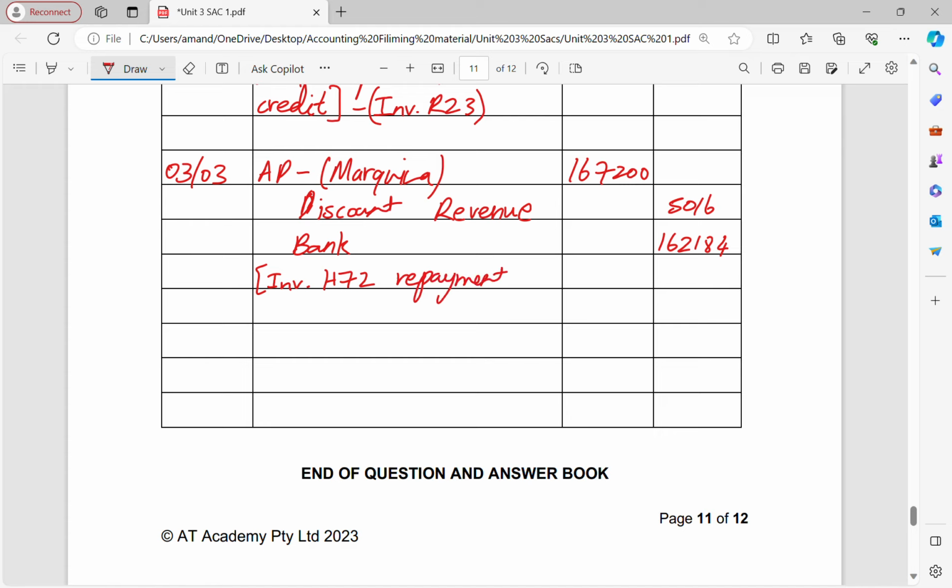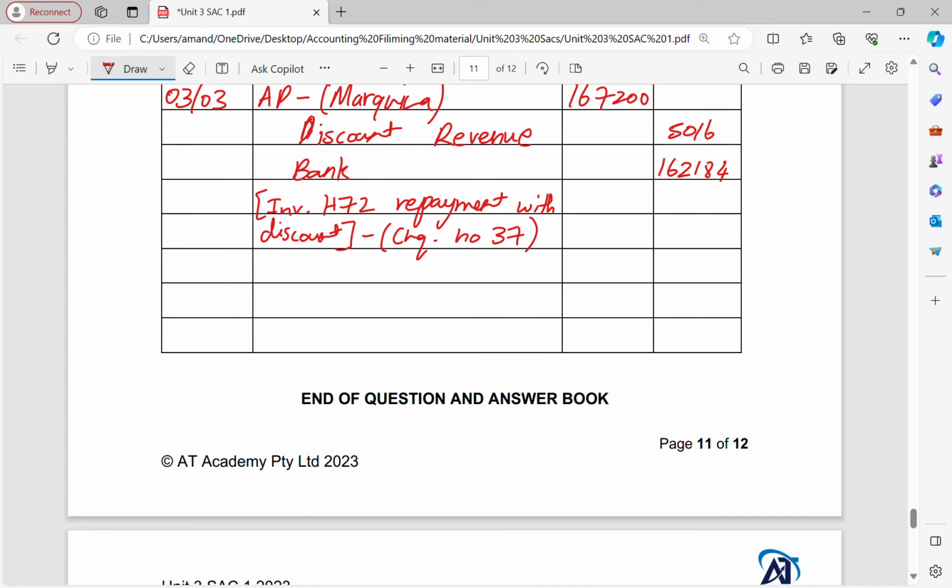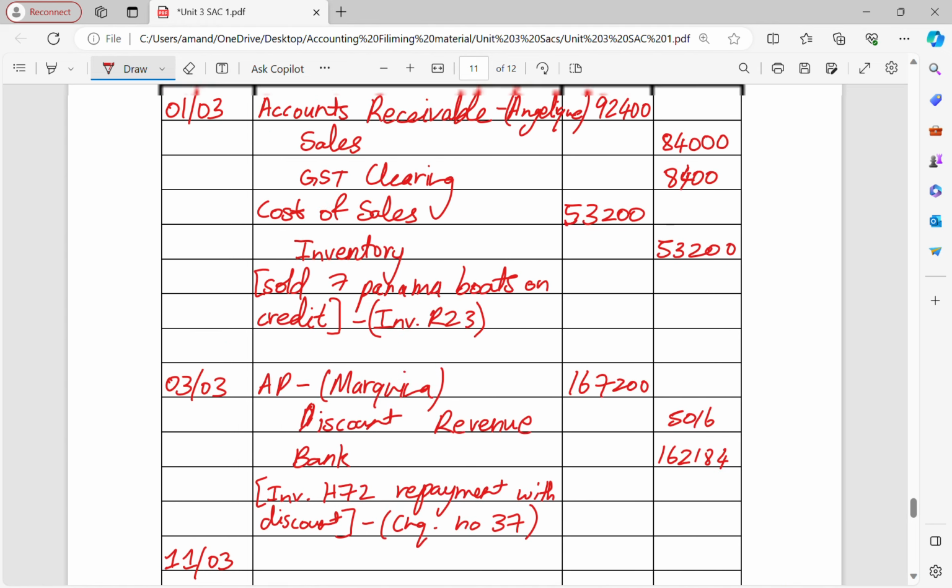And quickly put in invoice 872 repayment from the earlier entry with discount. Check number 37. Something like that should do. I mean, your narration doesn't really matter as long as you have something written. I think they'll take a markup as long as you have a source document, something to summarize the payment. So summarize the transaction. And then your final one occurs on the 11th.